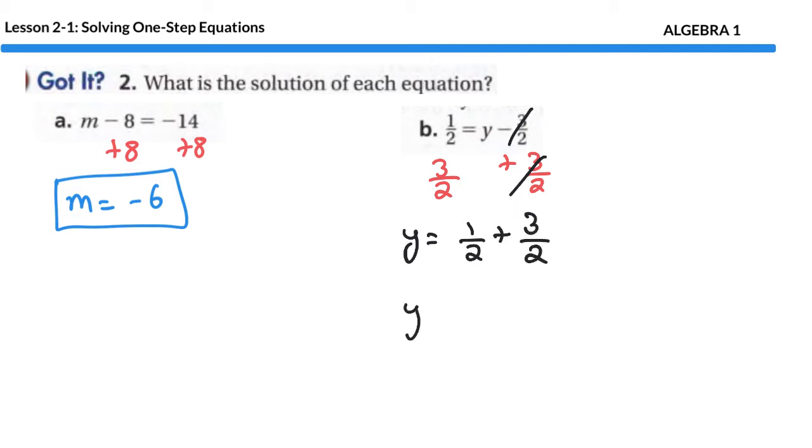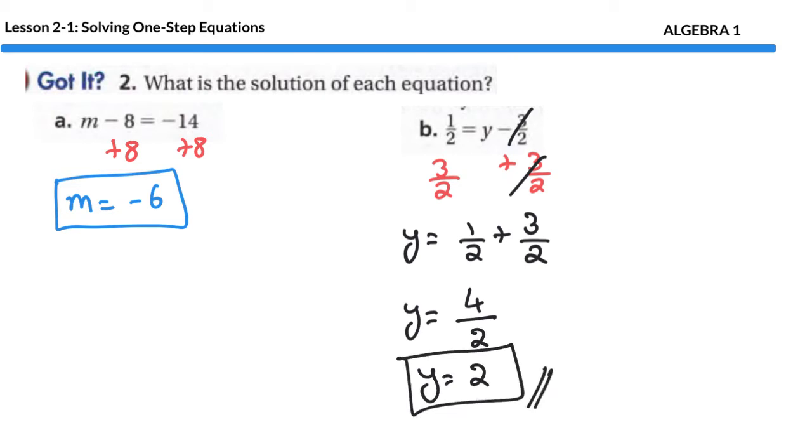We all have learned how to add fractions. If the denominators are same, what do we do with the numerators? We just add them together and then write the denominator once. We have learned this in our lower grades. So 3 plus 1 is 4 divided by the denominator, which is 2. So 4 divided by 2, y is equal to 2. So that is the solution of this equation.